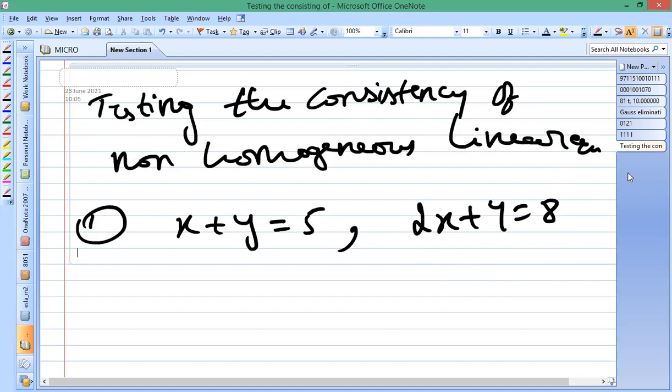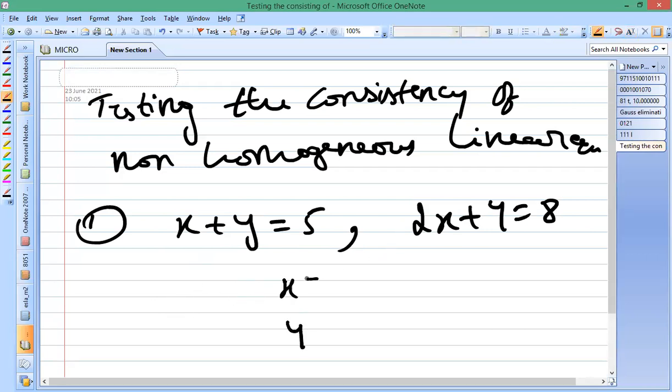Testing the consistency of non-homogeneous linear equations. The first problem: two equations are given, x plus y is equal to 5 and 2x plus y is equal to 8. We have to check whether these equations are consistent or not. If they are consistent, find the values of x and y. First you need to write these equations in matrix form. Here the variables are x and y, so I'll write them in a column.